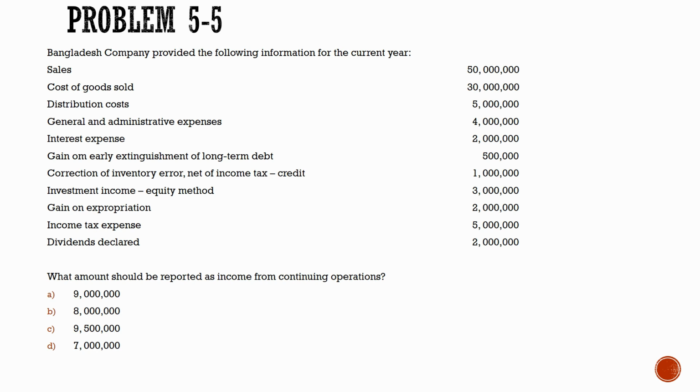million interest expense, 500,000 gain on early extinguishment of long-term debt, a 1 million correction of inventory error, net of income tax, a credit, 3 million investment income using equity method, a 2 million gain on expropriation, 5 million income tax expense, and a 2 million dividends declared. So what amount should be reported as income from continuing operations?